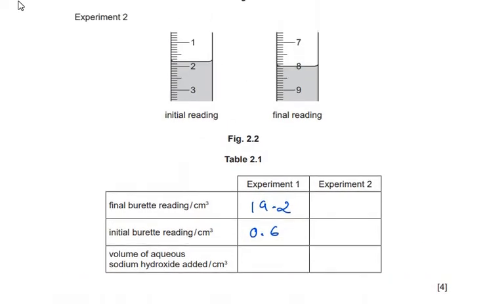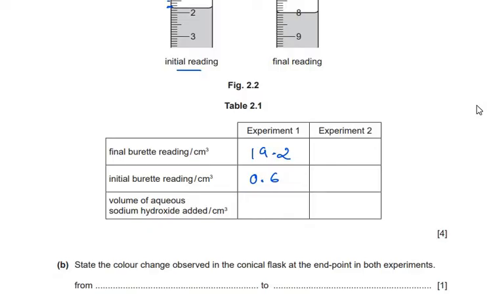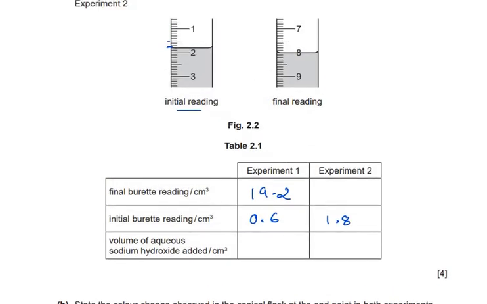Let's look at the readings of experiment 2. The initial reading, you can see, is 1.8. So 1.8 is the initial reading for experiment 2, and for the final reading you can see it's exactly 8, so we can write it as 8.0.